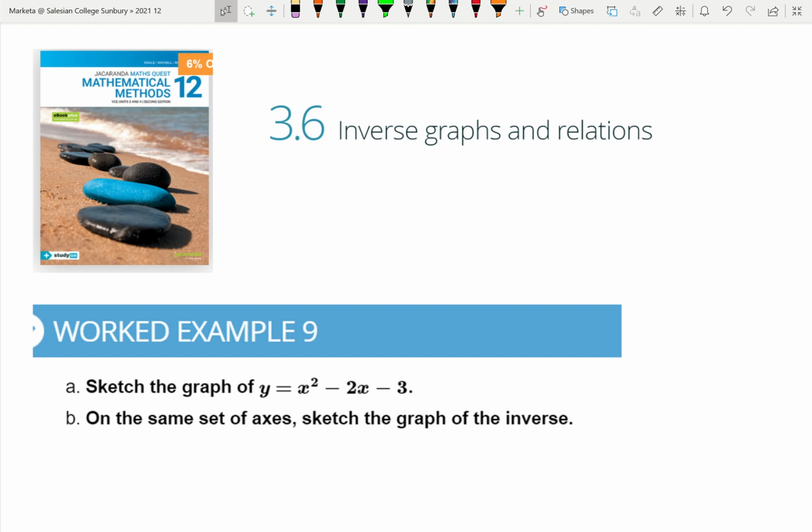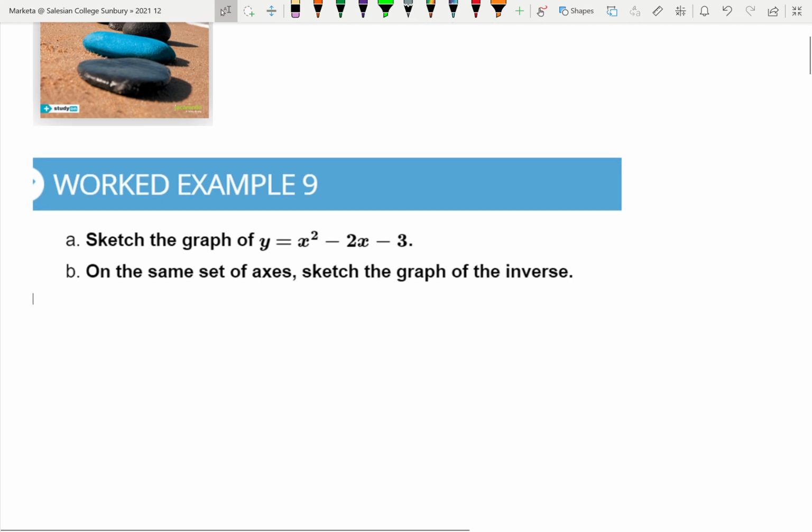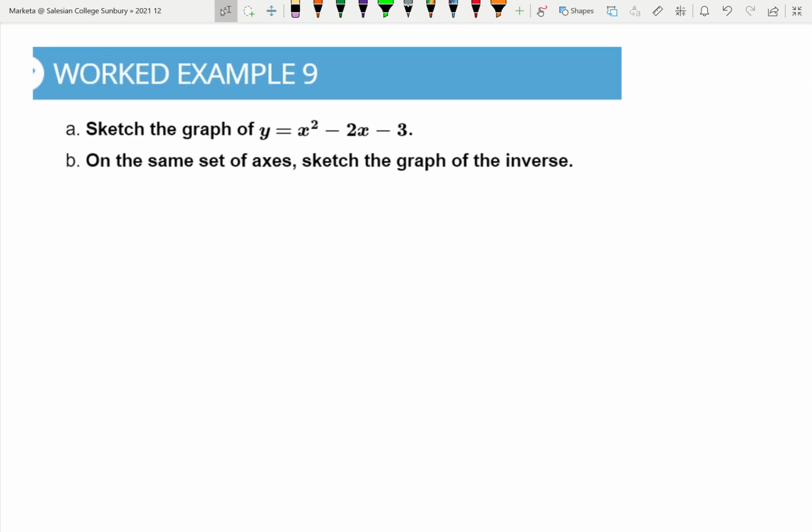Hi guys, today I'm going to be doing the worked examples from 3.6. So this is inverse graphs and relations, and of course it's from our jacplus textbook, year 12. So it shouldn't take too long actually, because we did inverse in year 11, and also there's only 2 worked examples, and I think they're pretty straightforward.